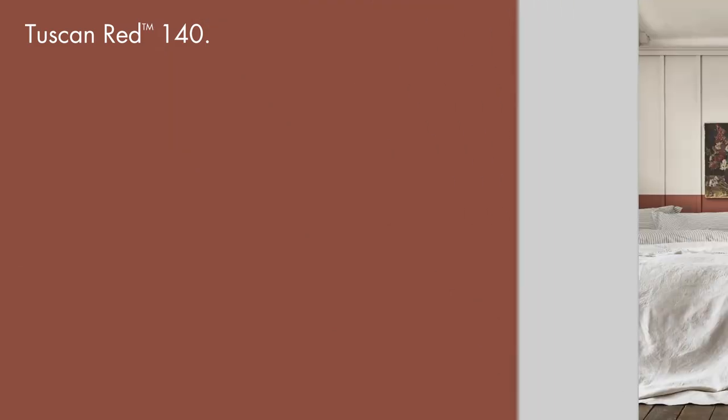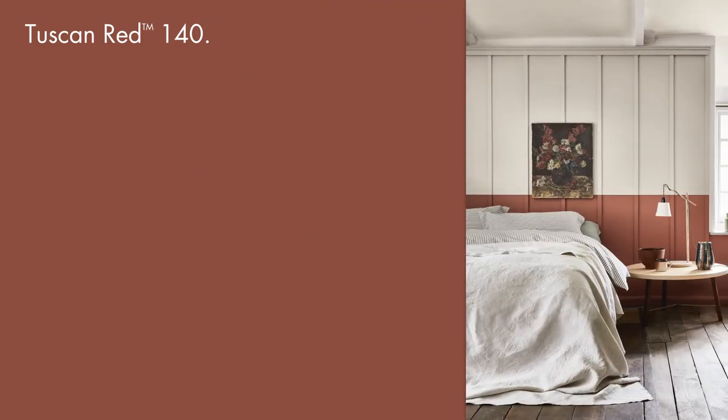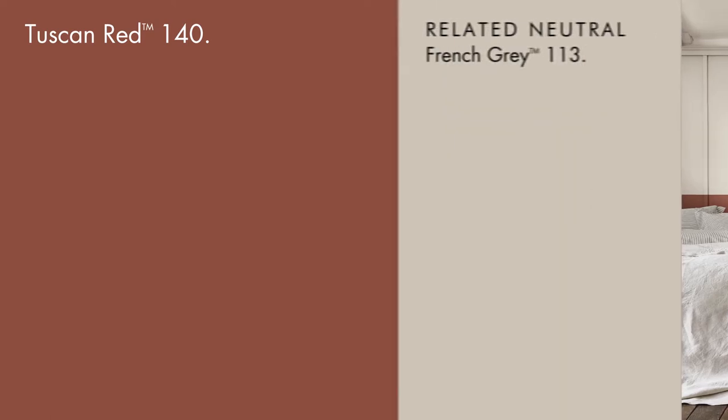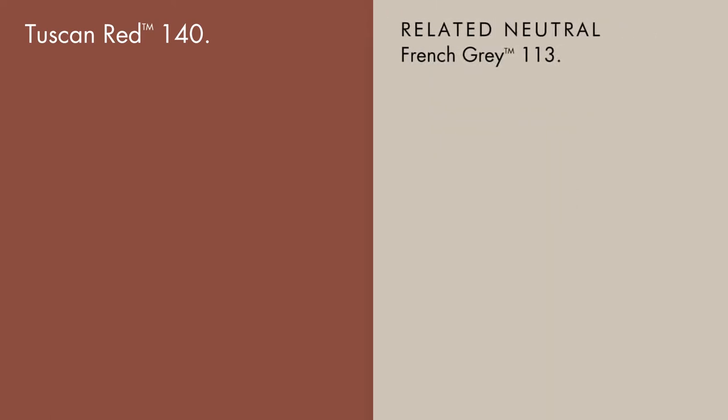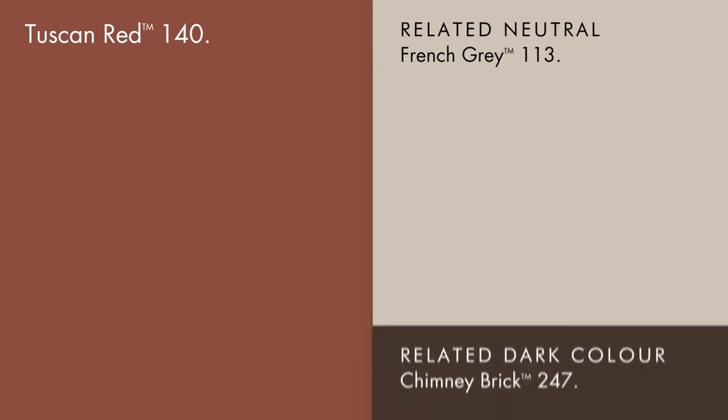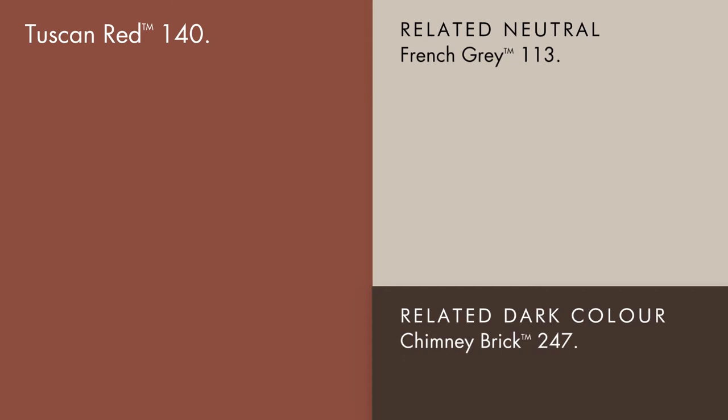Tuscan Red is an earthy red based on the naturally occurring red ochre pigment, providing a classical tone to a room. Use French Grey on adjacent surfaces as an off-white complement, or paint surrounding trim and doors in Chimney Brick to add a contemporary dimension.